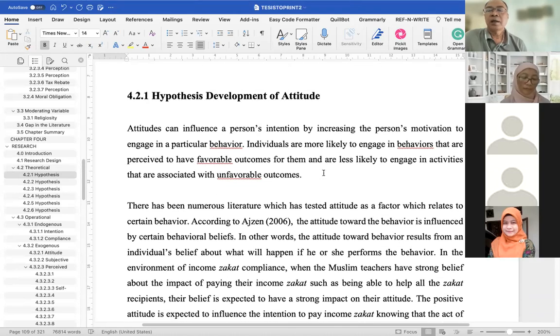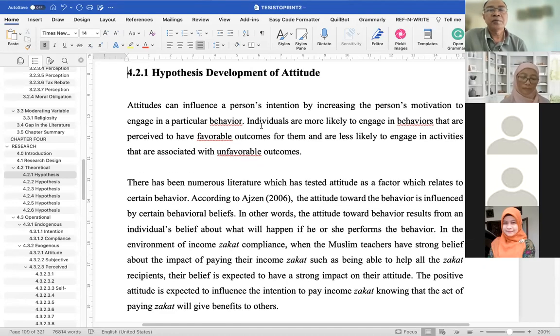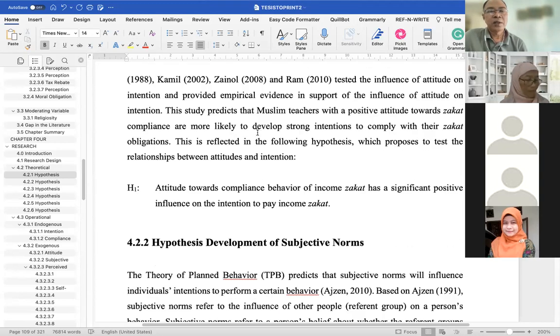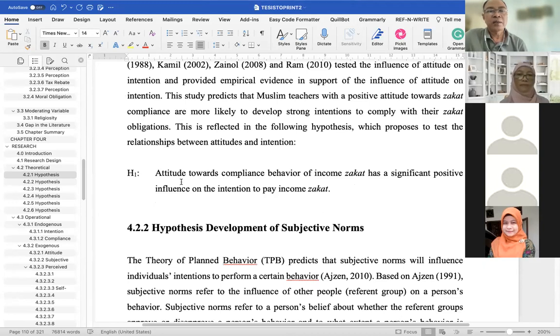Okay, I already shared this thesis, right? So please, you can read this thesis or any other PhD thesis to give you an idea of how we write the PhD thesis properly. So, hypothesis development of attitude. You cannot simply write, okay, this is the hypothesis: attitude towards compliance behavior of income has significant and positive influence on intention.